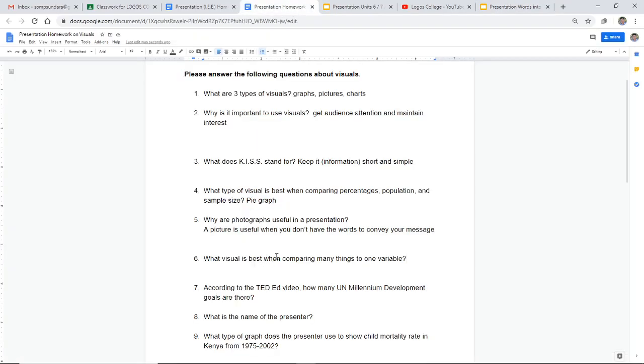What visual is best when comparing many things to one variable? Your answer. The horizontal bar graph. Okay, there you go. All right.